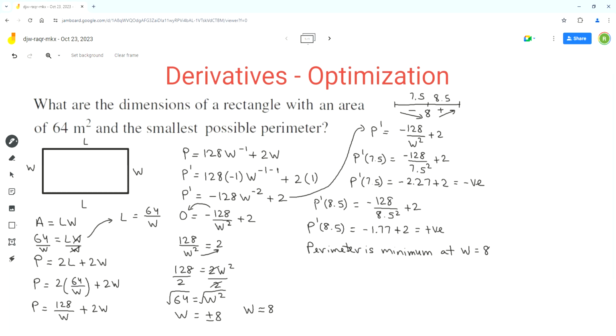We have to find the dimensions. So we have one dimension equals 8 meters. Next we can find the length of the rectangle by subbing in W as 8 in the area equation. I get L equals 8 meters. So this is the length of the rectangle. So these are the dimensions that give the smallest possible perimeter.